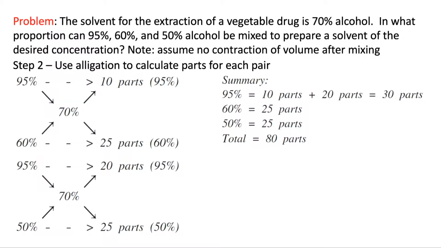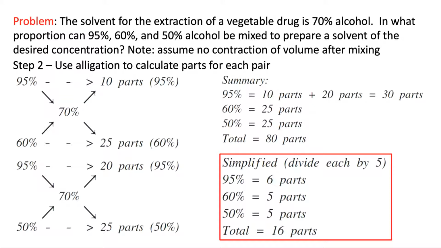So now let's simplify that. Again, it wants to know the proportion. I'll remind you that we're not actually calculating a final volume here in this question. It's a little more simple. It was wanting just to know essentially individual parts for the individual ingredients and the total number of parts. And basically, you can see in the summary, we've got 30 and 25 and 25 and a total of 80.